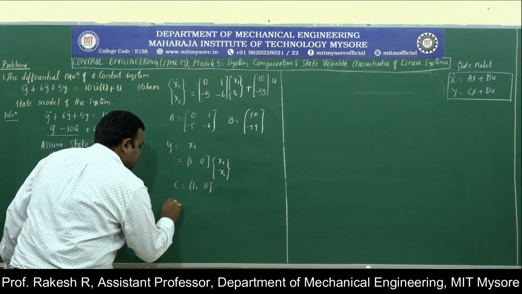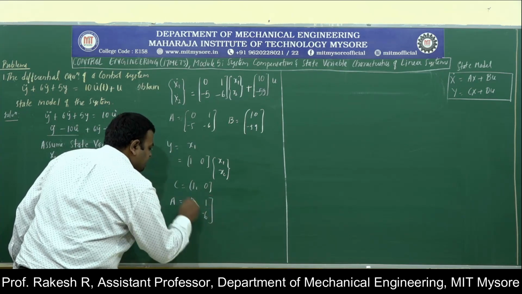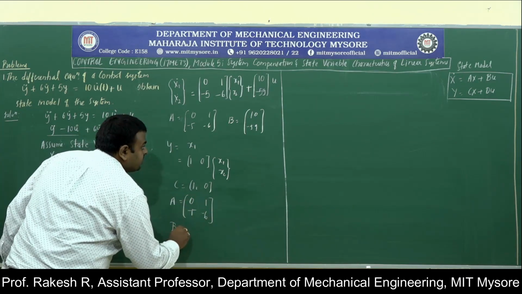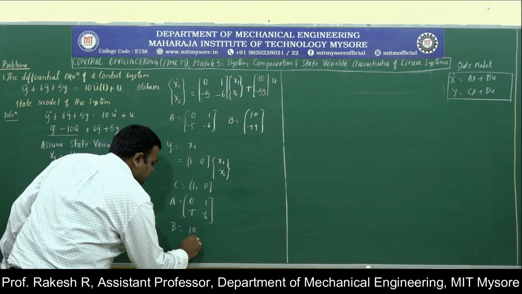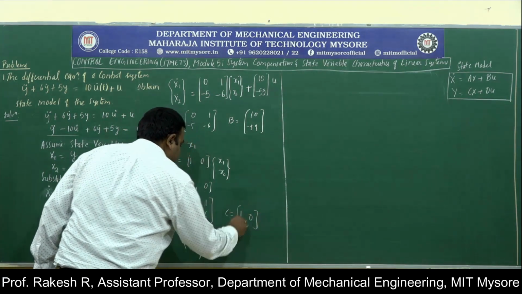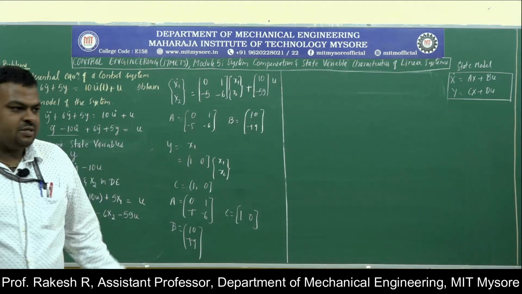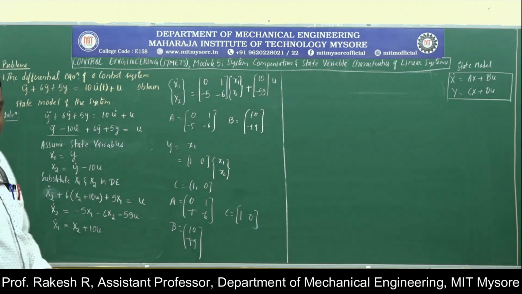If I write the answers, what is A? 0, 1, minus 5, minus 6. What is B? 10, minus 59. And what is C? 1, 0. Compulsorily it should be a square bracket. So this is about problem number 2.